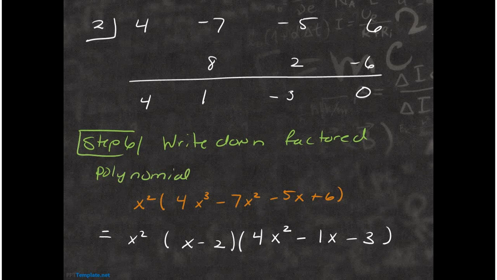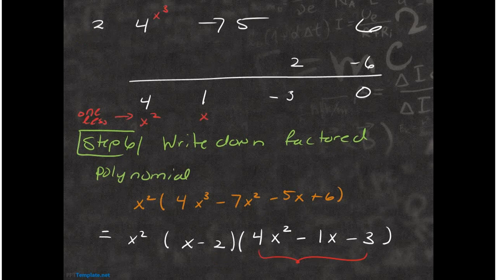The original polynomial is x squared times that mess. One of the factors is x minus 2. That's because 2 was in the jury box. So it's x minus whatever's in the jury box. If that was a negative 2, you would have x minus a negative 2 there. So we have x minus 2 because there was a 2 there.